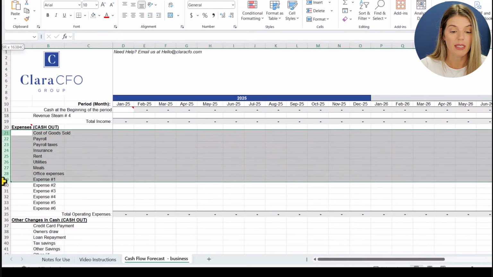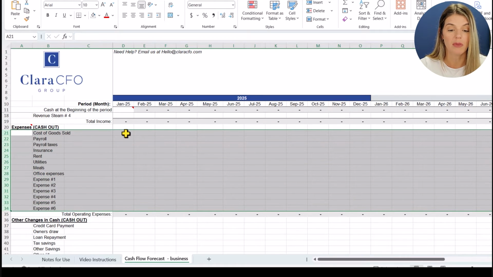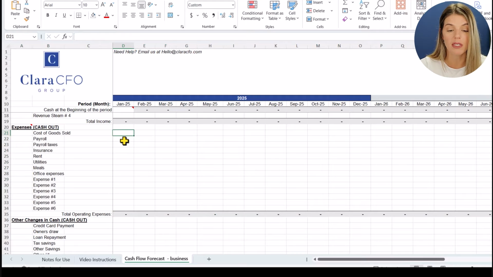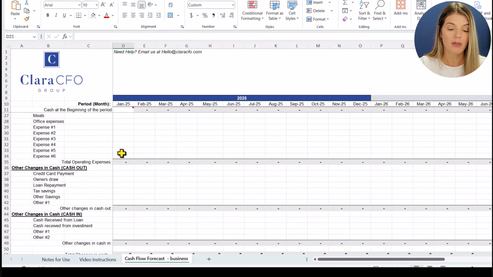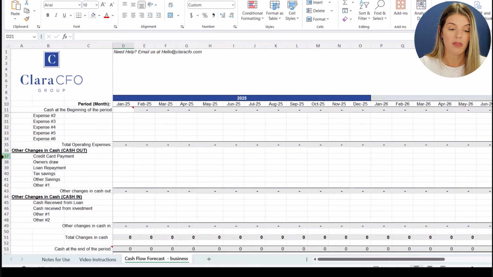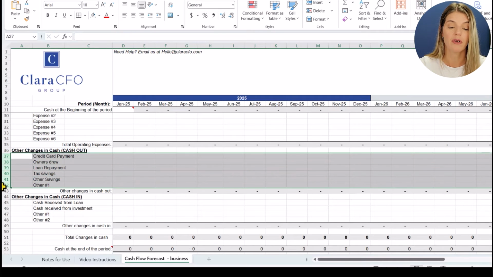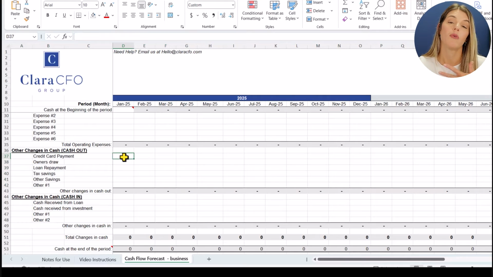You have your operating expenses of cash out. This is going to be things like your payroll, your rent, your insurance, your supplies costs, your utilities, things like that. And then I also have 2 separate sections with other things of cash going out. So this would be things like you are paying off a credit card or you decided to take an owner's draw out of the business and maybe you made a payment on your loan. All of those things would be cash going out.